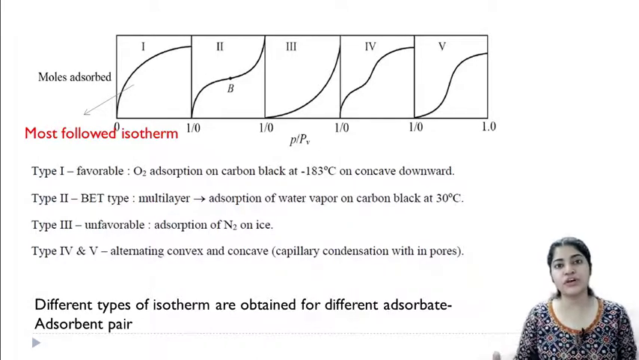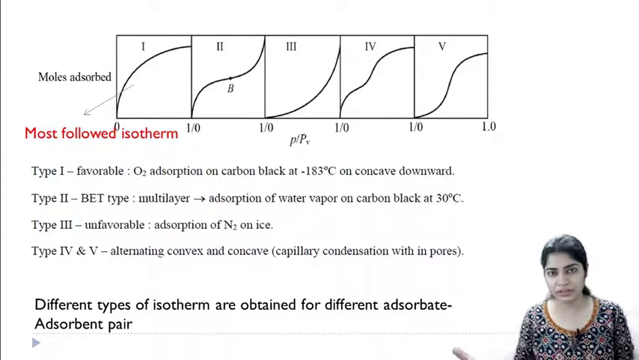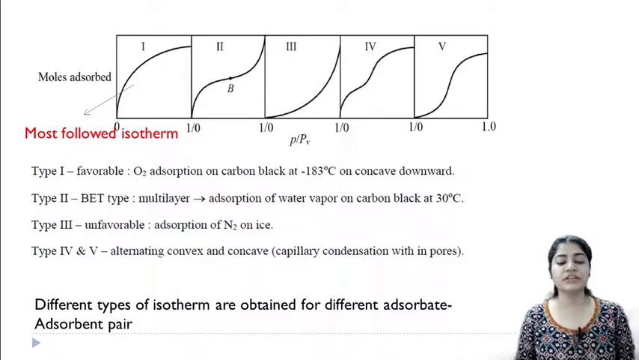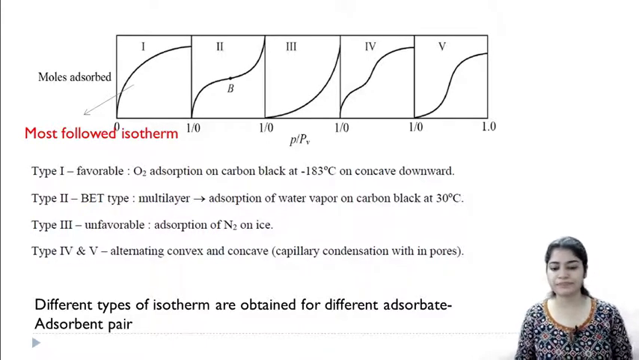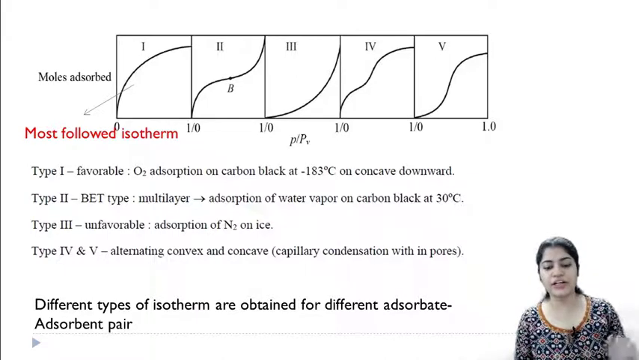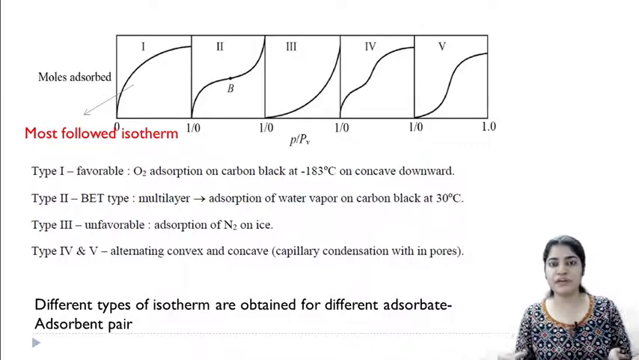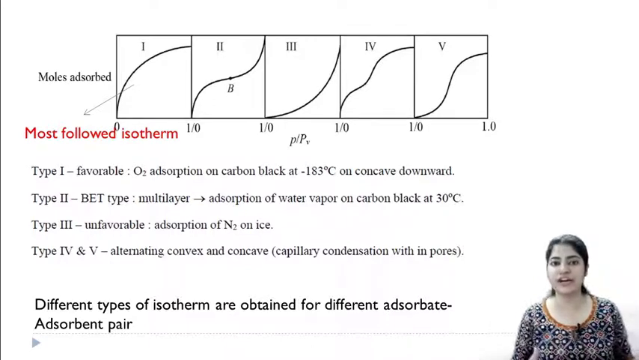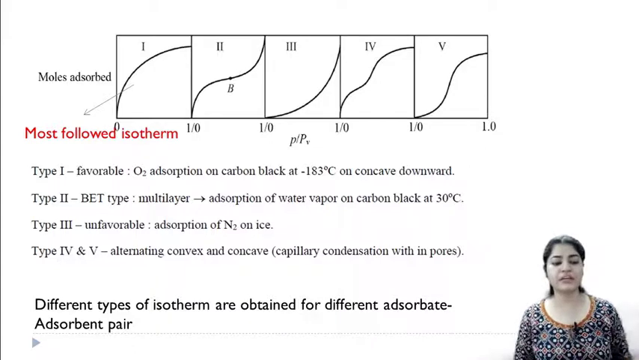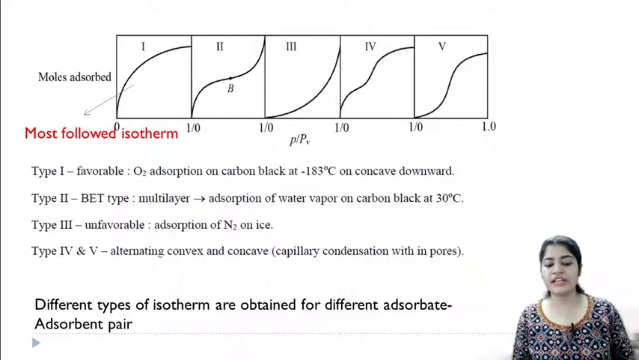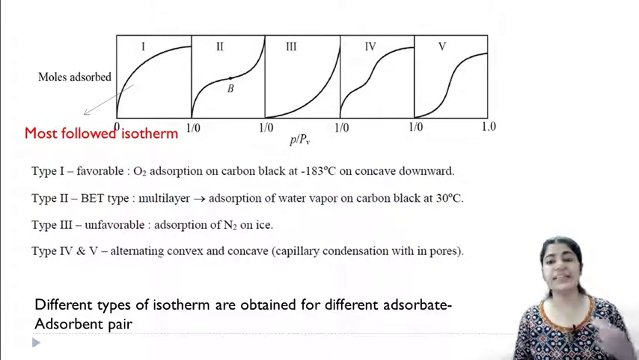It shows that adsorption is a favorable process to happen here. Now the type 2 is your BET type isotherm. It is an example of what? Adsorption of water vapor on carbon black. For that specific water vapor and carbon black, it follows this type of equilibrium relationship, and that type 2 curve comes under the category of what? BET type.